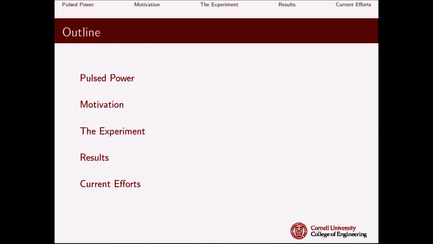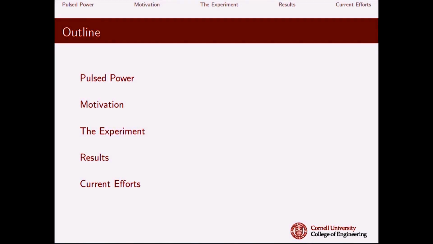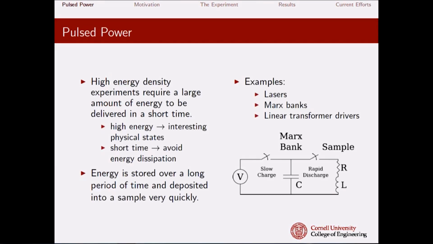So quickly, I'm going to talk about what pulse power is, why we need it, and how we use it at Cornell. In case anybody isn't familiar with how these systems work, we'll take a brief overview of that. Then we'll get into the real motivation for this work and why we think it had some value. We'll talk about the experimental setups that have been used, go through a few results, and then finally we'll finish with where our current efforts lie and what we're going to be doing going forward.